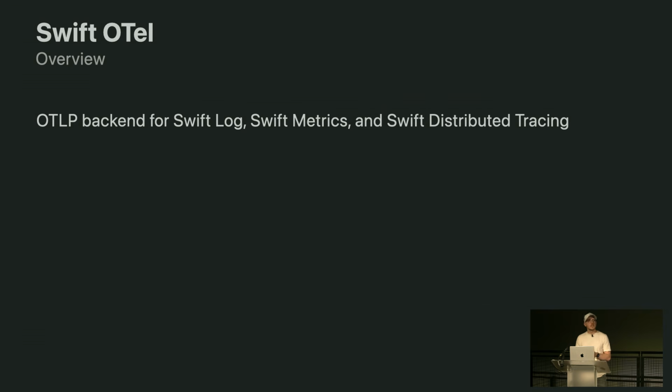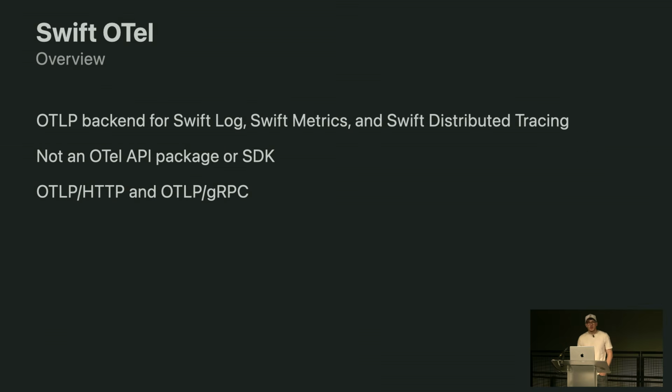SwiftOTel is an OTLP backend for Swift Log, Metrics, and Distributed Tracing. So it's not attempting to provide the full API or SDK described by the OTel specification. Instead, it's just providing the necessary bits and pieces to export telemetry that's been recorded through those Swift Observability APIs to an OTLP endpoint. It's the format-specific backend for those format-agnostic APIs. It supports both OTLP over HTTP and gRPC.